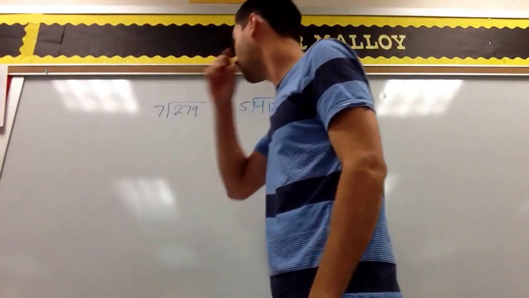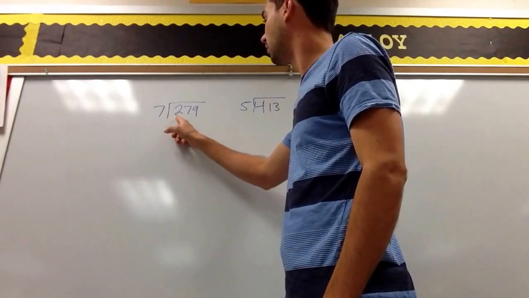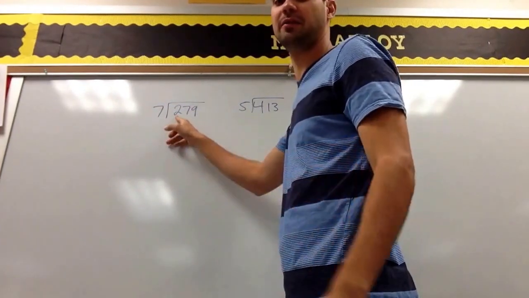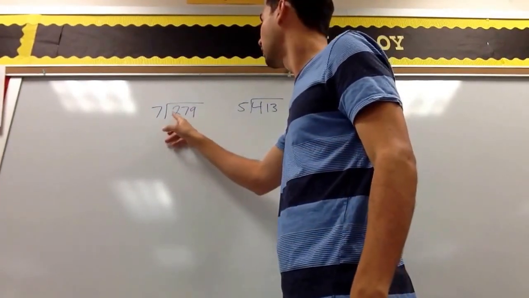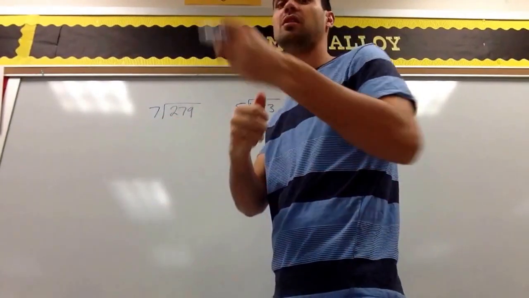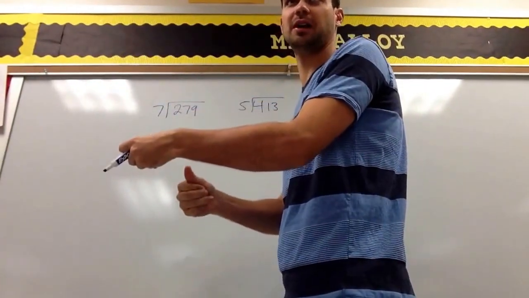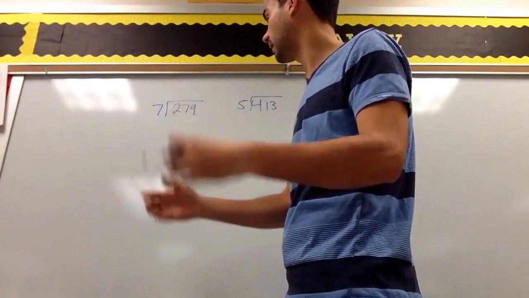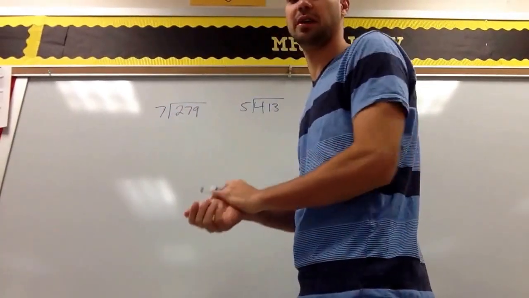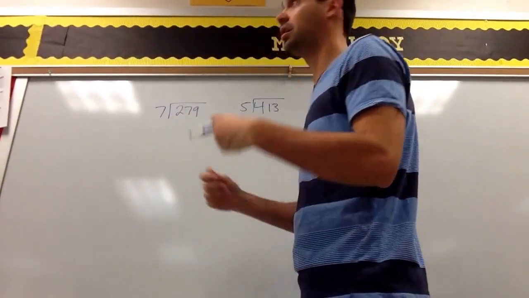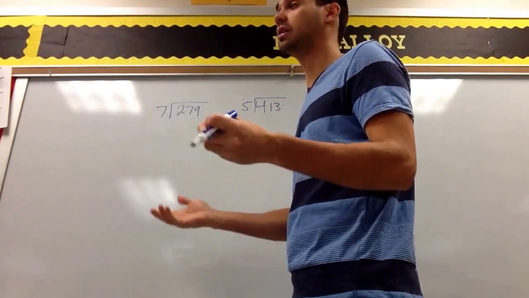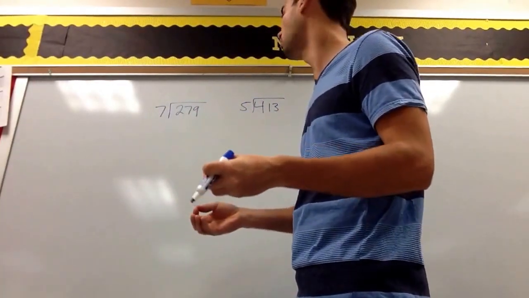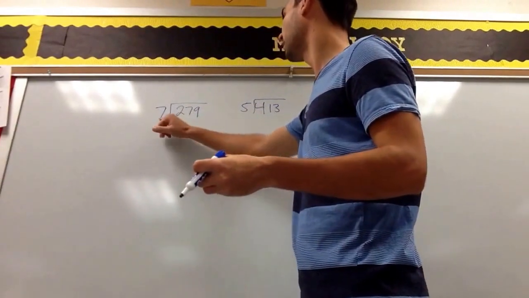Okay? So, can 7 go into 2? No, I don't have enough, right? If I have $2, can I give that $2 out to 7 people without breaking it up? No, I can't. I can't do it evenly, okay? Without going into parts. I don't want to give any parts. I want to keep with whole numbers. So 7 can't go into 2.